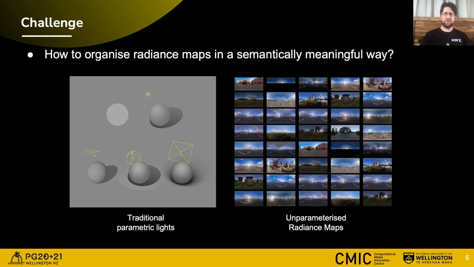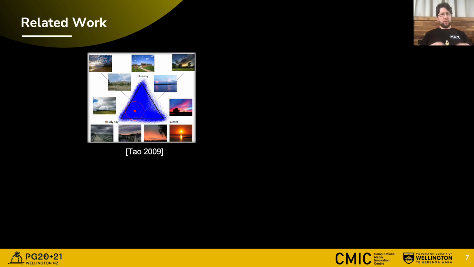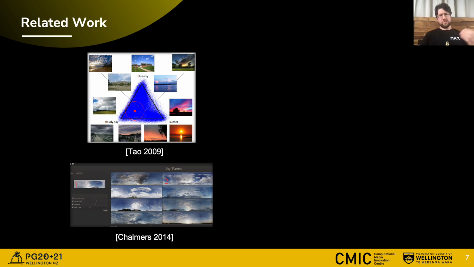So the challenge is, how do we get these low-dimensional features out of them that are easy to use from an artist's perspective? Prior work looked at semantically organizing regular photographs rather than Radiance maps, and this was not focused on lighting. This was also later extended to then account for HDR environment maps, but was still focused on the textural properties of the environment map rather than how the environment map affected the rendered scene.